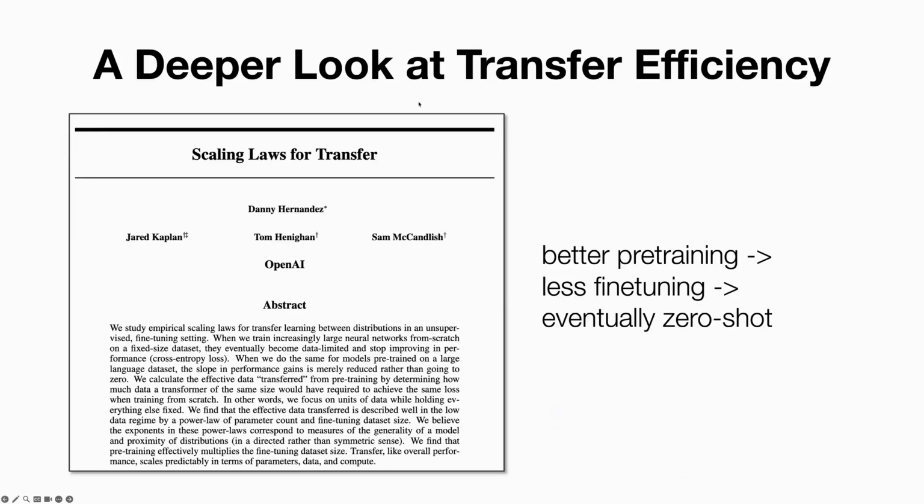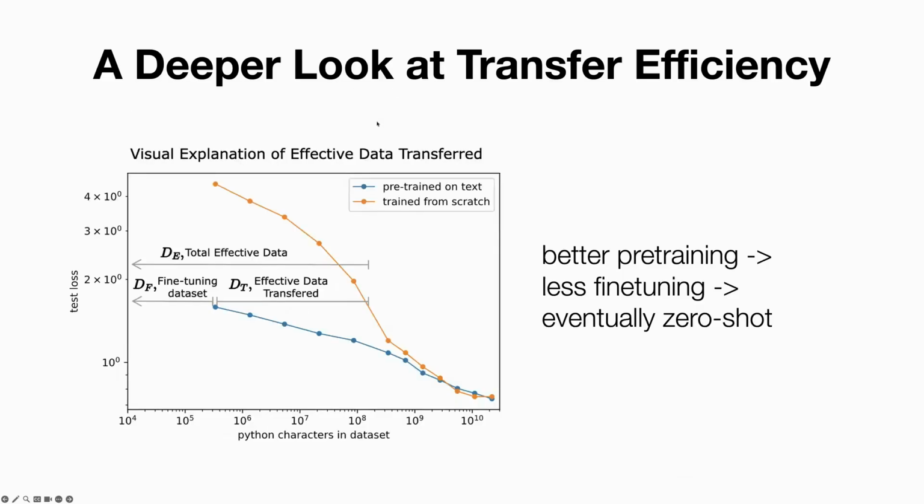But to really quantify this, when I was digging through the literature, there's one paper from 2021 from OpenAI. I think it's a great paper where they took the initiative to really measure how transfer efficiency works in language modeling. It's called Scaling Laws for Transfer, and I think they have a great setup.